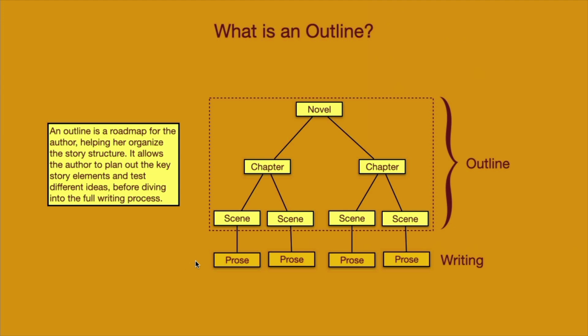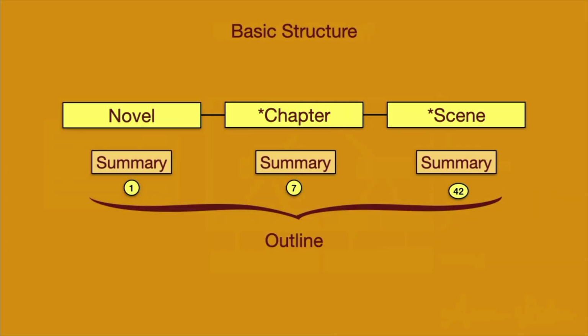The basic structure of a novel is that it consists of a number of chapters, and that each chapter consists of a number of scenes. In the example we will use in this tutorial, we will have one novel summary. A novel summary is normally called a synopsis.